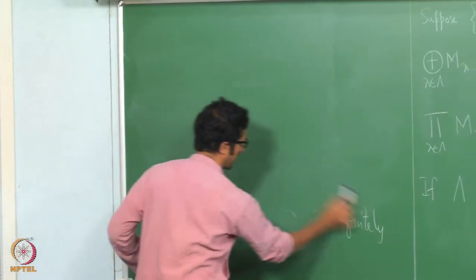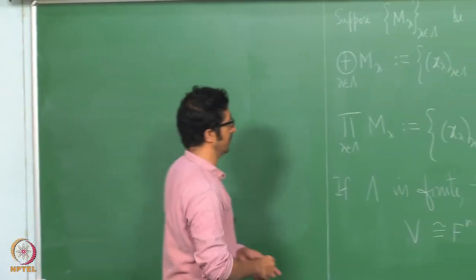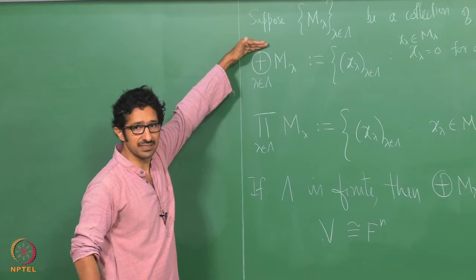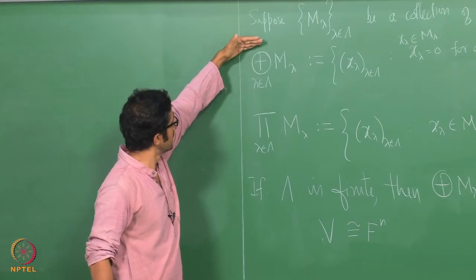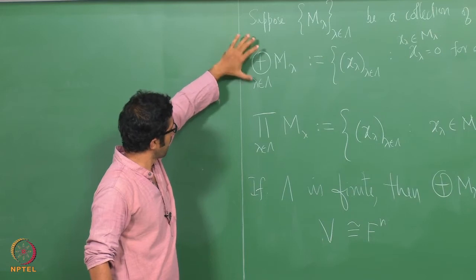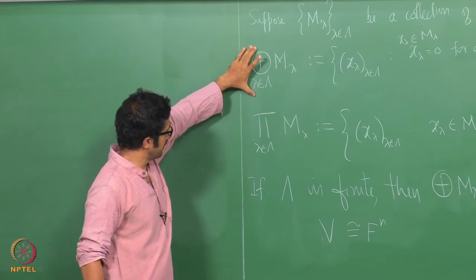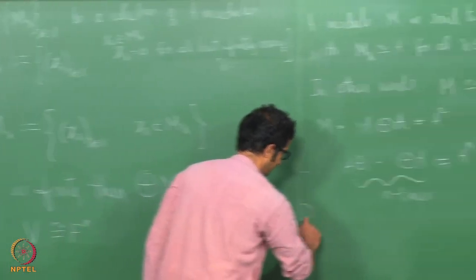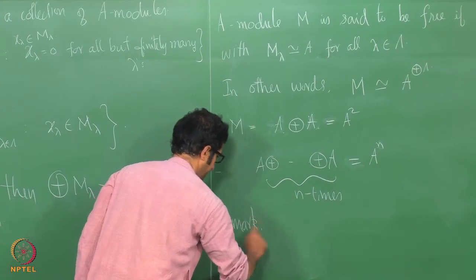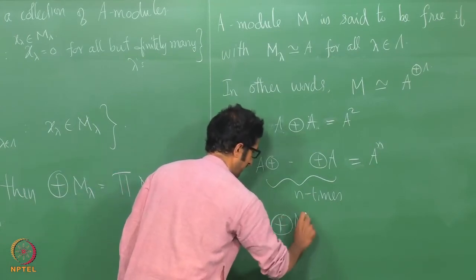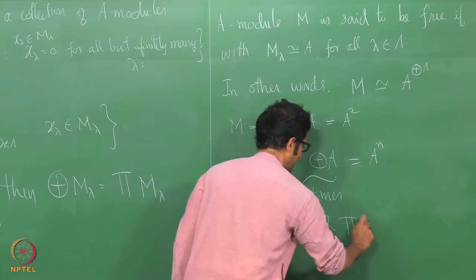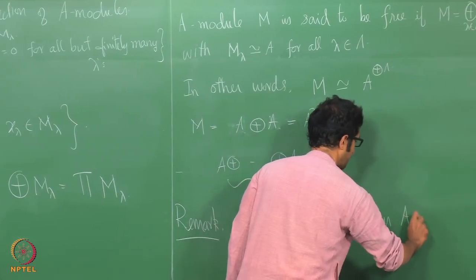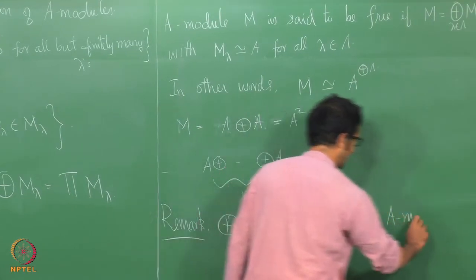I forgot to mention one thing. Again, this is something that you have already seen in the case of rings and vector spaces and groups and so on. Remark: the direct sum of M lambda and the product of M lambda is again an A module, or A modules.